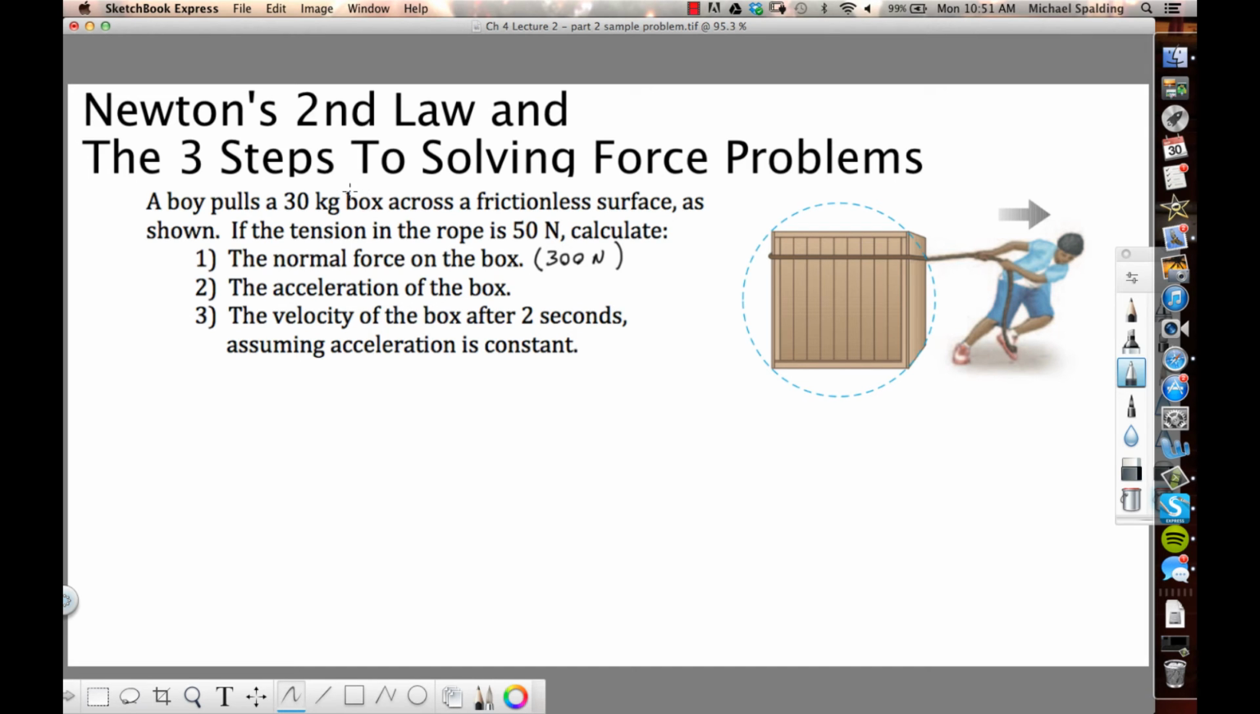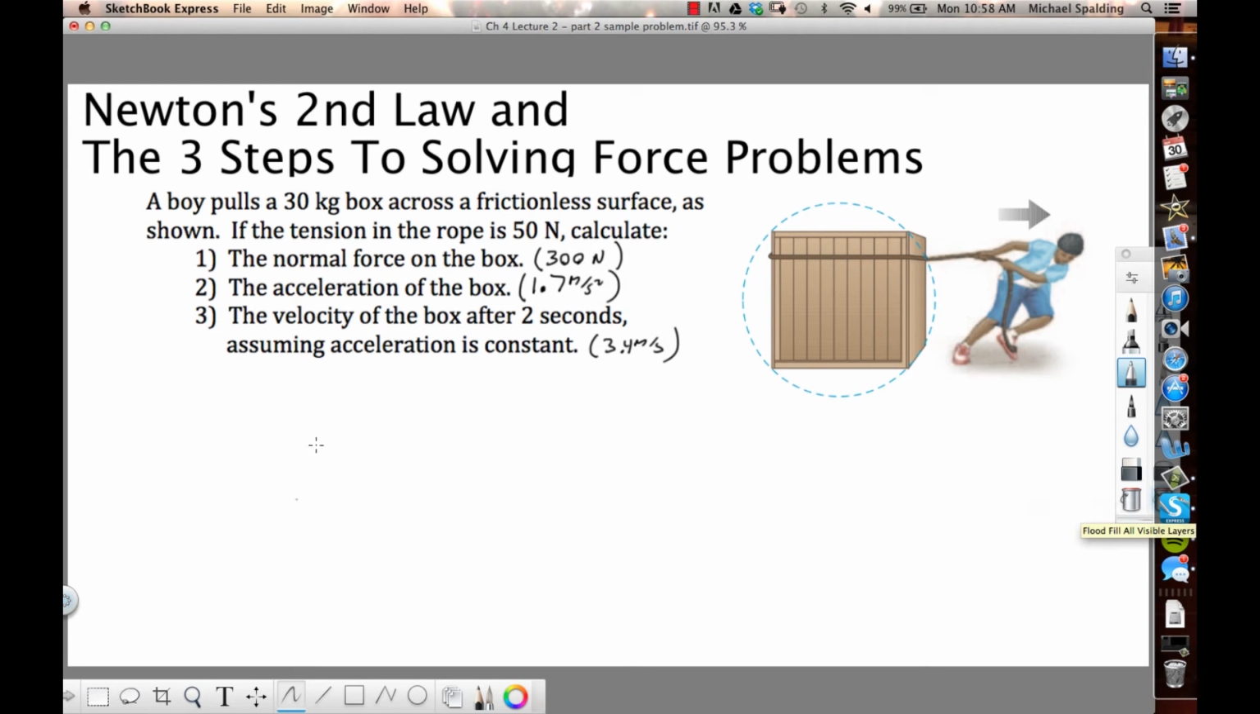Would you rather do 30 times 10 or 30 times 9.8? 30 times 10. So the College Board tells you to use 10 for gravity because it's easier. Okay? The acceleration comes out as 1.7, and then this will be 3.4. So those are the answers. Take about 5 minutes, try this on your own first, and then we'll go over it.